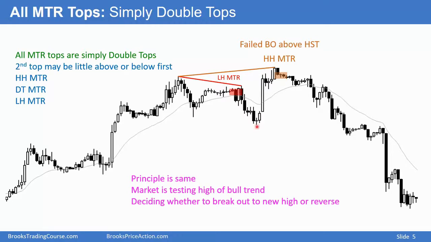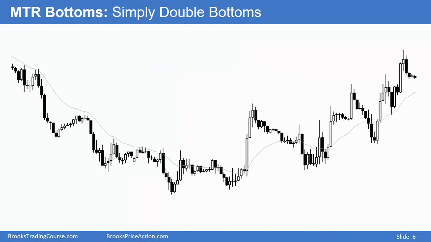Here, 40% chance of a bear trend or a bear swing. It did not become a bear trend. The bull trend resumed. Again, 40% chance of a bear trend or a bear swing, and this time it succeeded. Major trend reversal bottoms are all simply variations of double bottoms.